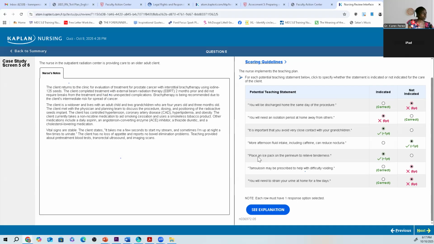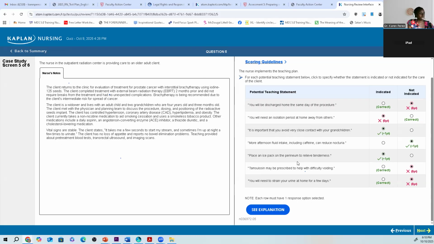All right, yes, so that's a good one. Ice pack, you get that because it may have tenderness. And here's a learning thing. You got this one wrong because you said not indicated. It says tamsulosin may be prescribed to help with difficult voiding: indicated. So now you know this is how you can reverse it to even write your notes. Now you know that this medication can be helpful with individuals who are receiving brachytherapy and are having difficulty voiding. You will need to strain your urine at home for a few days: indicated. Why? Just to make sure there's no leftover from the seed implant.